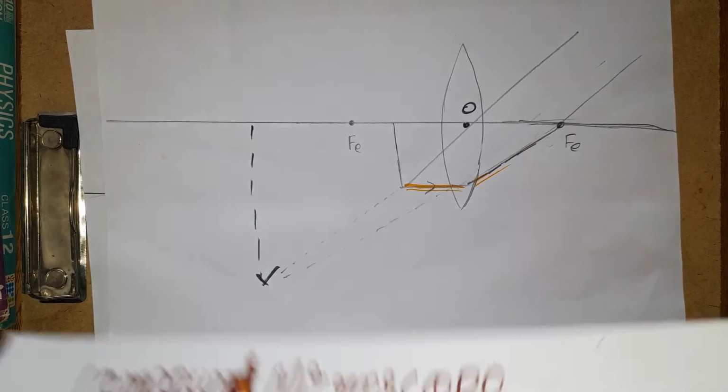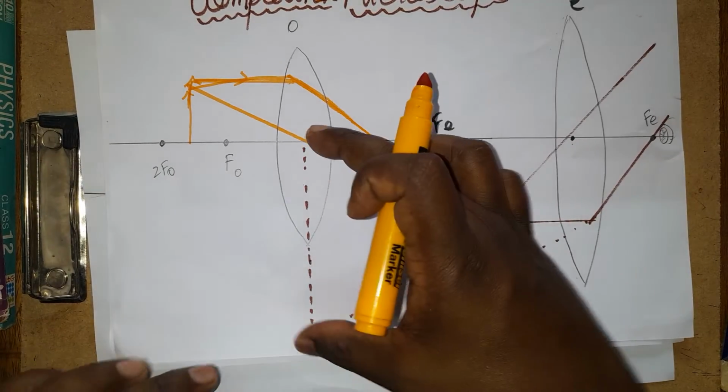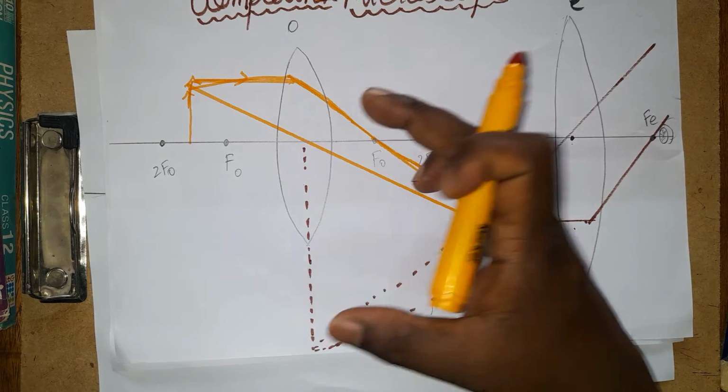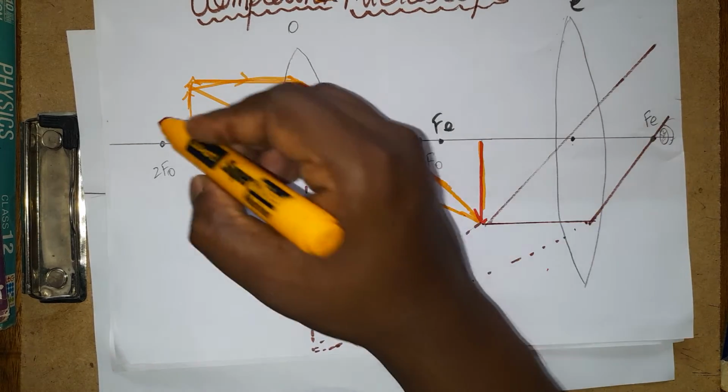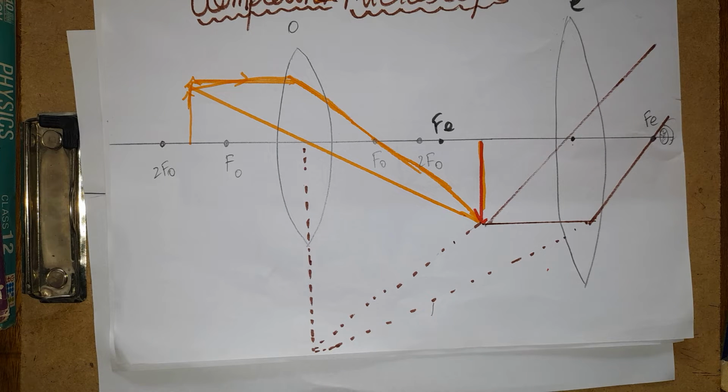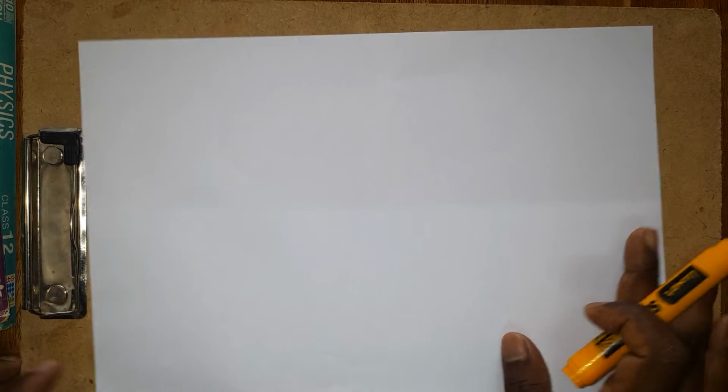Finally, the image formed by the compound microscope is inverted, virtual, and magnified. This is what is formed with the compound microscope. Now we are going to do the second 1.5 marks, for the numericals. Now we are going to see the second half of the problem.